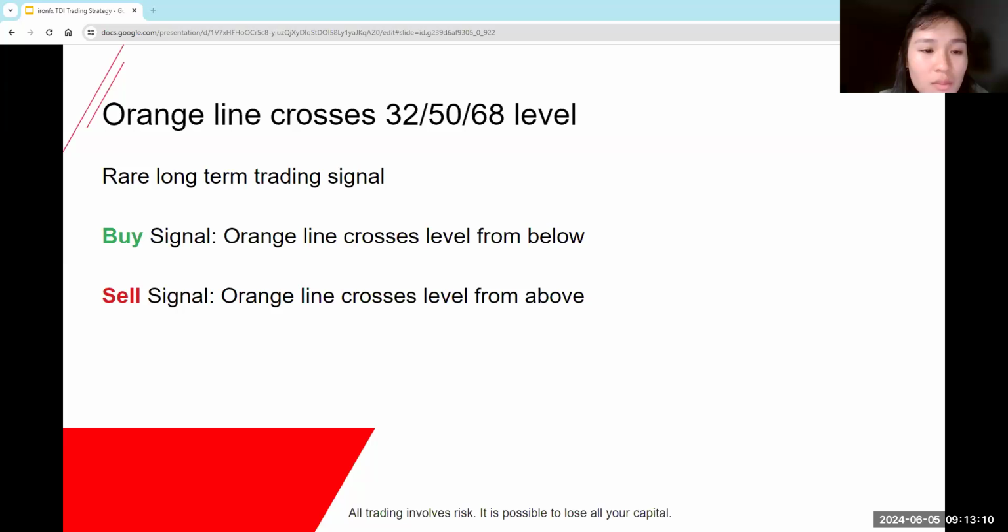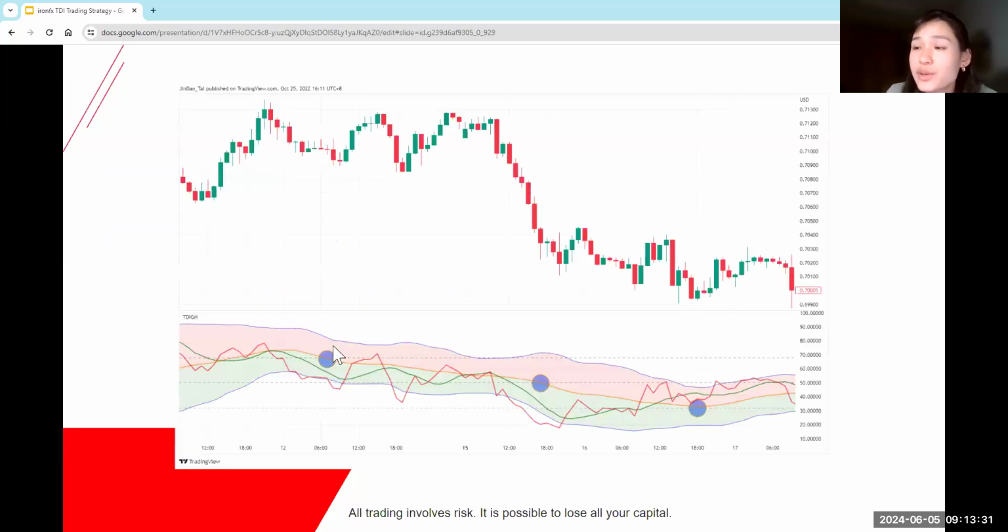So, a rare long-term trading signal occurs at these levels. Your buy signal occurs when your orange line crosses the level from below. Sell signal occurs when your orange line crosses the level from above. Okay, and you can see here, again, we've highlighted the areas where the orange line crosses above those levels that we mentioned earlier.